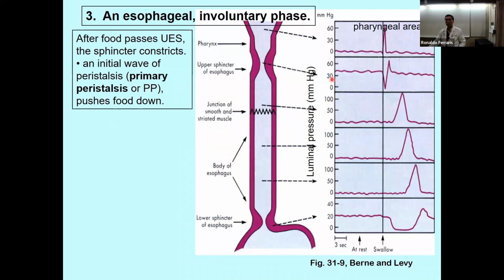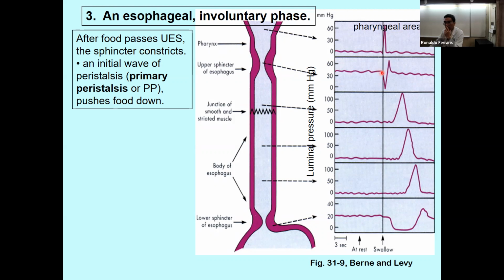Okay, so this is a complicated graph, and the rest are relatively easy. This is your pharyngeal area here. We just talked about the involuntary phase. This is your upper esophageal sphincter. This is your lower esophageal sphincter, and this is your stomach. The y-axis here is pressure. Your upper esophageal sphincter is normally closed. I just mentioned that. Always closed.